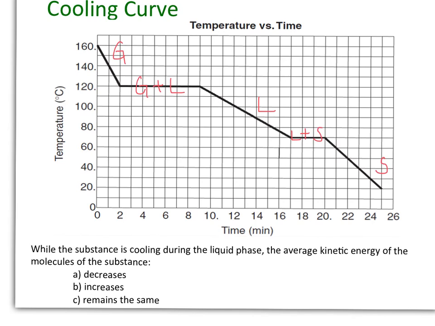It says, while the substance is cooling during the liquid phase, the average kinetic energy of the molecules of the substance does what? So we're going to focus in on the liquid phase, and we'll just pick a couple of points along the line, like 3. And if I draw those lines back, you will see that the temperature is decreasing. Since temperature is a measure of the kinetic energy of the substance, since the temperature is changing, the kinetic energy is going to change as well, and so we would say that it is decreasing.